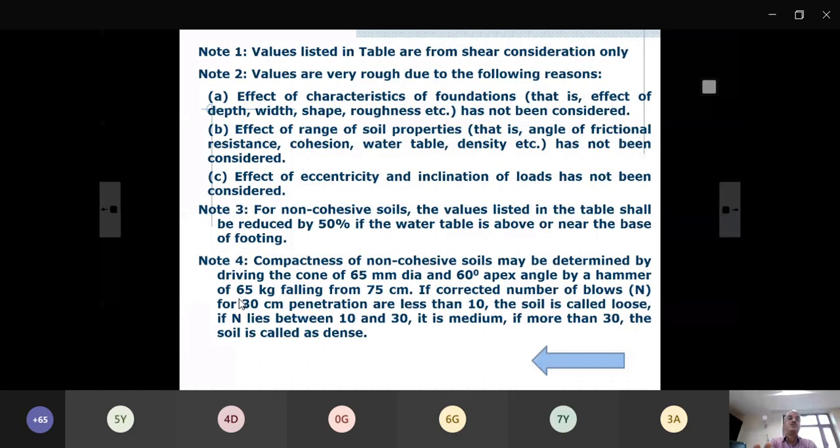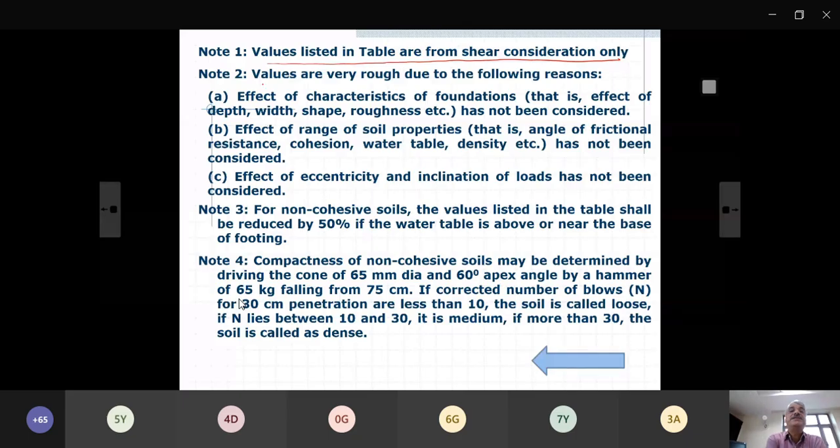And then these notes are very important to be read in this table. Not only this, whenever you see any information in tabular form, please always read the notes and footnotes. Sometimes the whole scene changes by notes and footnotes. So not reading that can create a lot of problems. Number one, it says values listed in table are from shear consideration only. It has not taken settlement into account. That's why it is safe bearing capacity. It is not allowable bearing capacity, number one.